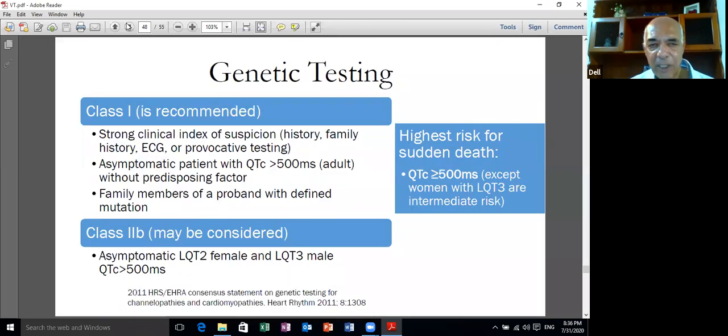What is the indication for genetic testing? Now, it's important to know that genetic testing is positive in about two-thirds of the patients, so it's actually very helpful. Class 1 recommendation for genetic testing includes strong clinical suspicion based on history, family history, ECG, and provocative tests like exercise testing with failure of shortening of the QT interval, or a previously done adrenaline test aiming at the same thing. It also applies to asymptomatic individuals with a highly prolonged QT interval of more than 500 milliseconds without a predisposing factor, or a family history of a proband with a well-defined mutation.